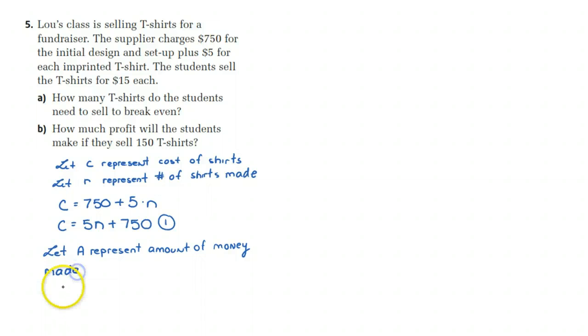So A is going to represent the amount of money made, so we're going to say A is equal to, well, in this case, it's going to be 15 times the number of shirts, because if I sell, say, 100 shirts, I'm going to make $1,500.